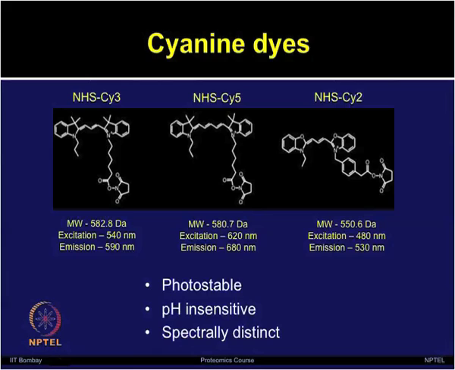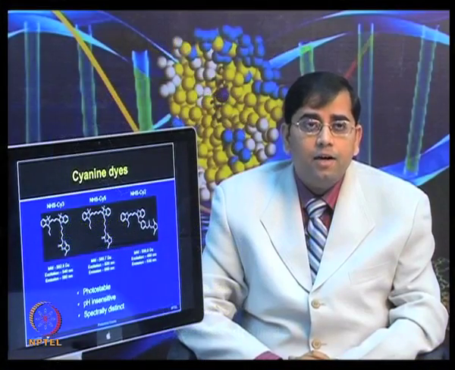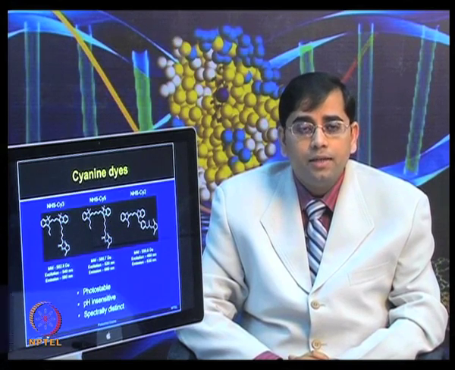The Cy3 excitation wavelength is at 540 nanometers, emission wavelength at 590 nanometers. The Cy5 excitation is at 620 nanometers and emission at 680 nanometers. The Cy2 excitation is at 480 nanometers and emission at 530 nanometers. So, these dyes are photostable, pH insensitive and spectrally distinct. By using these dyes, the DIGE method can be used.